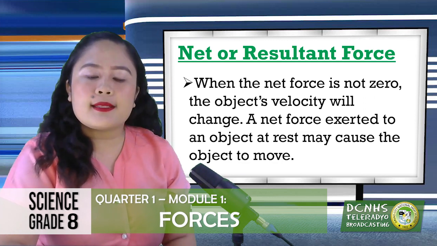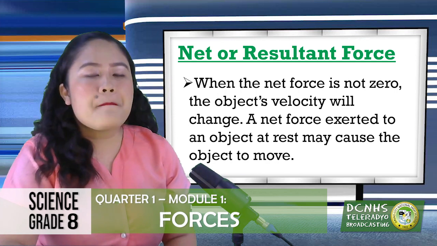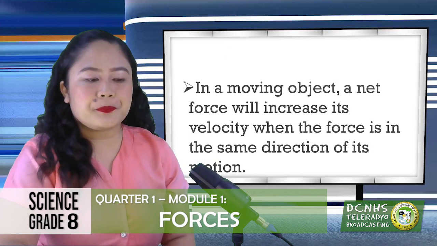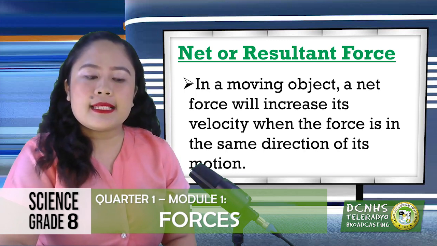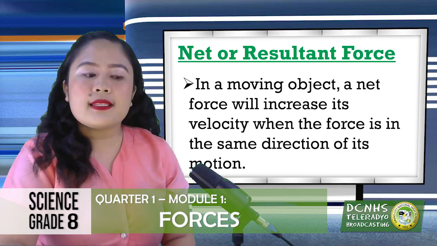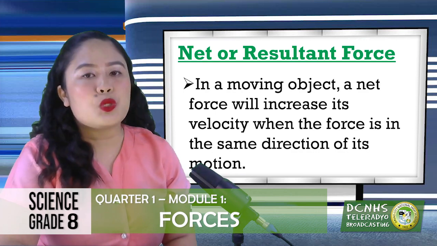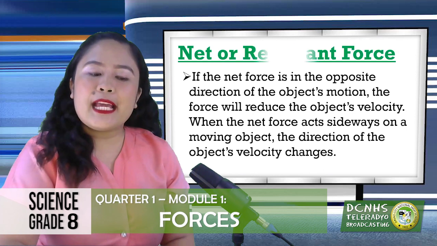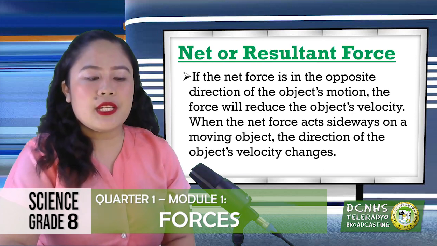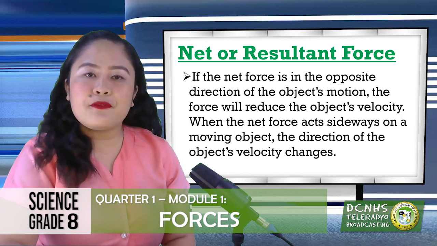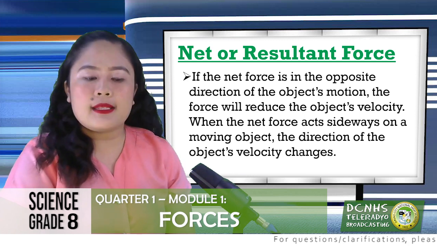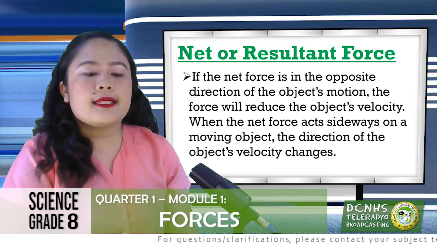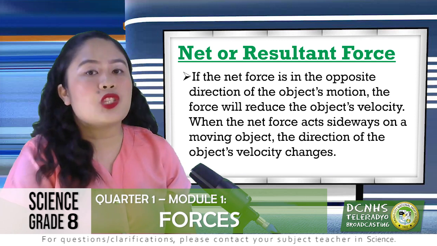A net force exerted on an object at rest may cause the object to move. In a moving object, a net force will increase its velocity when the force is in the same direction as its motion. If the net force is in the opposite direction of the object's motion, the force will reduce the object's velocity. When the net force acts sideways on a moving object, the direction of the object's velocity changes.